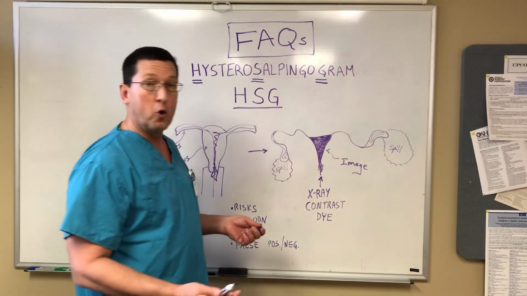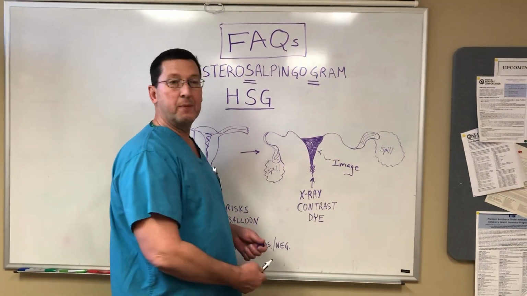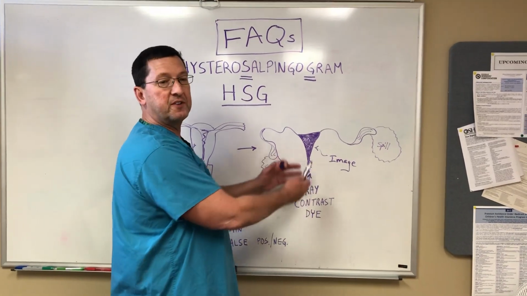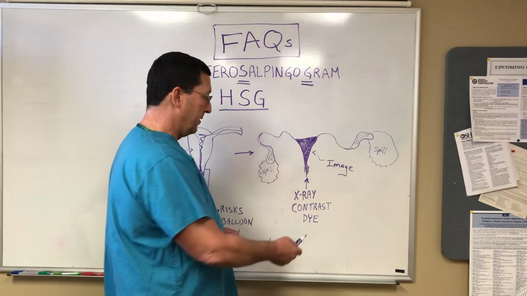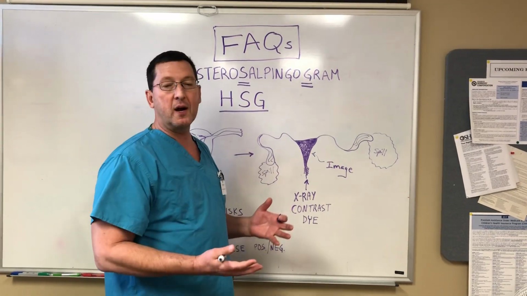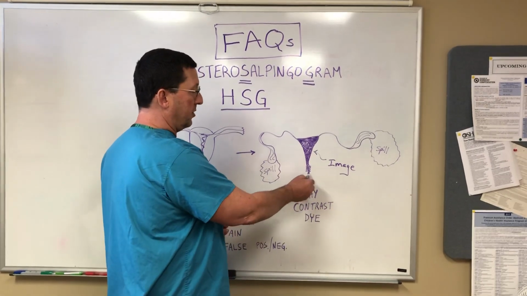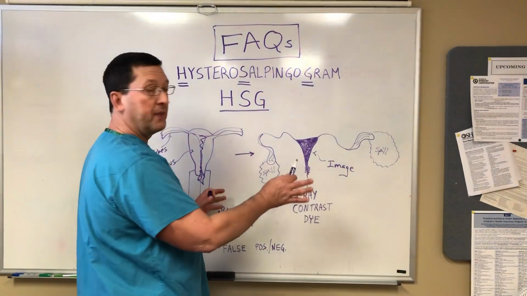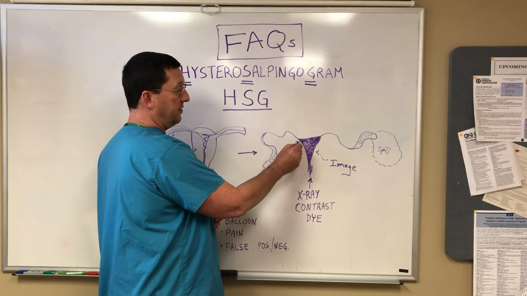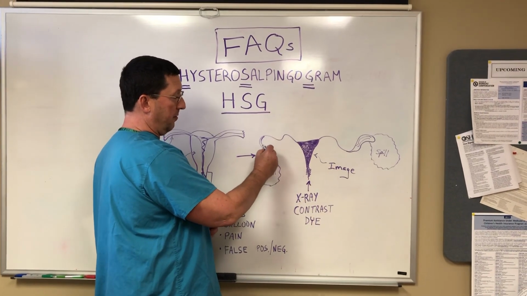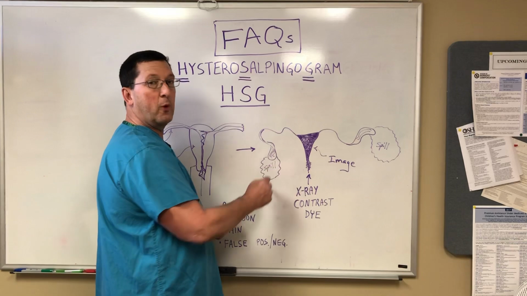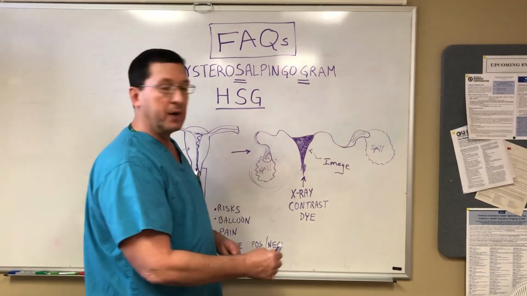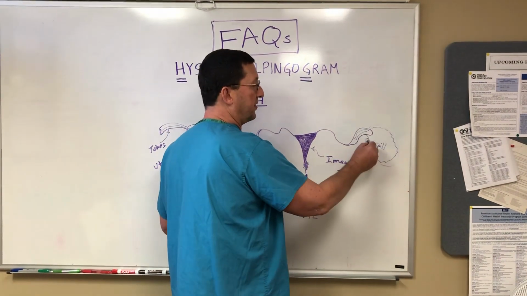And if this happens normally, we get a picture that looks something like this. An image, it's essentially a negative image of the inside, essentially of the plumbing. So contrast dye actually blocks the X-rays. So you end up with a picture where you see the cervical canal, the inside of the uterine cavity, and if we're lucky, we see these skinny little tubes coming out here that then get wider and wavier. These waves are important. And then we see the dye spilling out into the tummy. And this is a normal hysterosalpingogram.